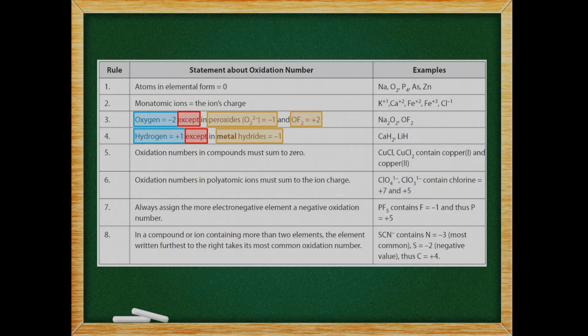The oxidation number of oxygen is always -2, except in peroxide and oxygen difluoride. And the oxidation state of hydrogen is always +1, except in metal hydrides.